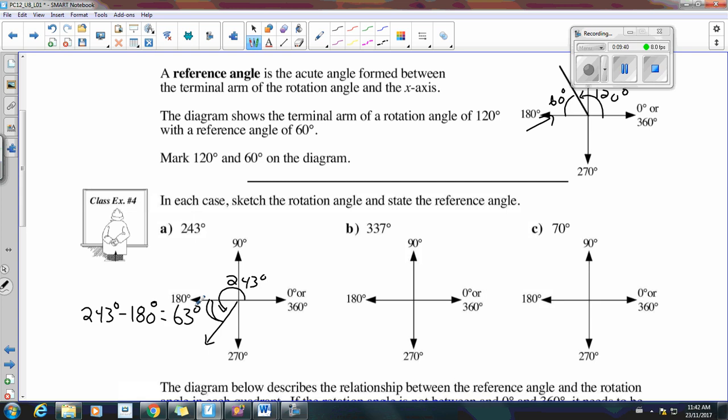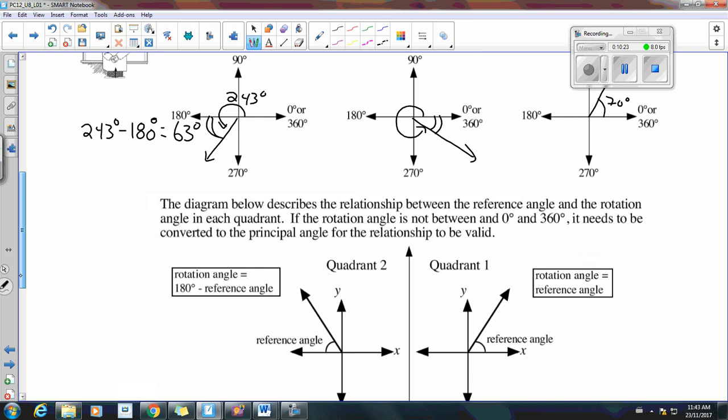The second one, 337. 337 ends up here. Our reference angle is now here. Now we go to the other part of the x-axis because that's what's closer. To find our reference angle there, we'd go 360 minus 337, which gives us 23 as a reference angle. Last one, 70 degrees is here. In this case, our reference angle is simply 70 degrees. So if a terminal arm is in the first quadrant, it's really just the same as the angle.